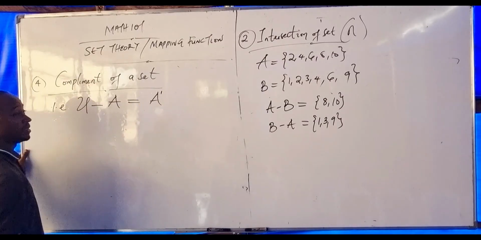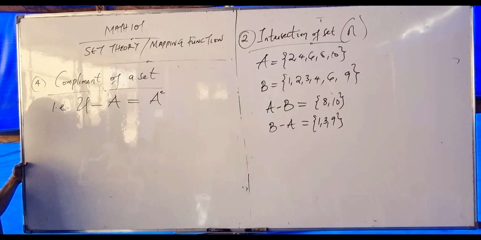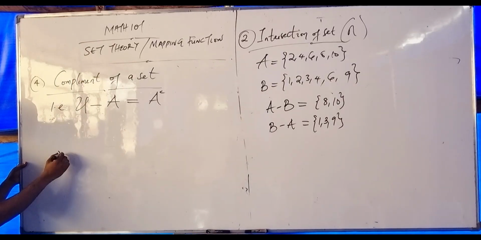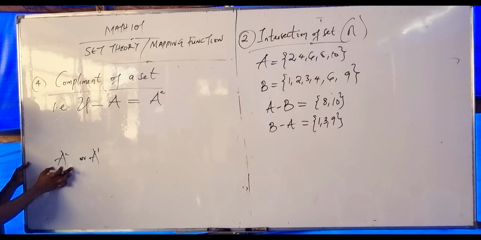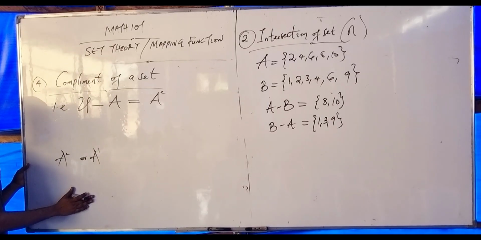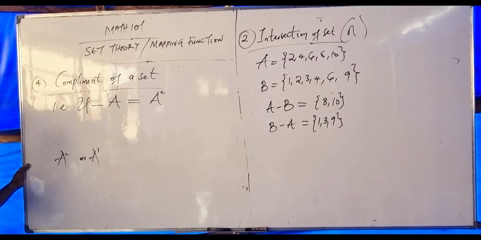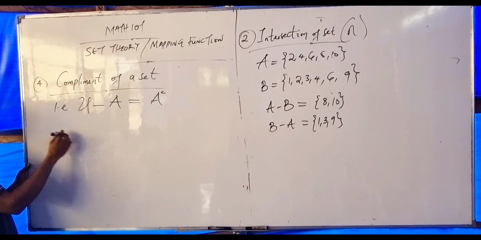A complement or A prime. Most of the time they will use A raised by C. When you see this in sets, they are the same. This means A complement. This means A prime. They're all the same meaning. Are you there? Okay.